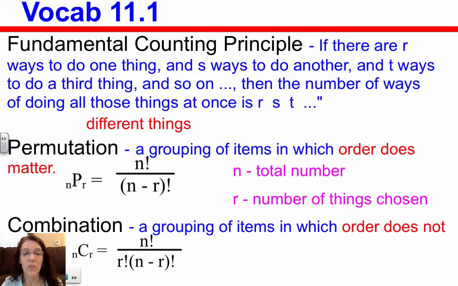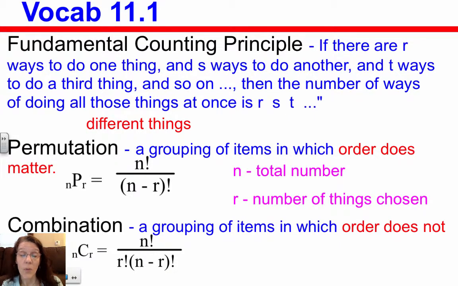We need to remember that these are different things. We're not choosing 5 things from a group of the same things. We're choosing different things. For example, we're choosing one shirt, one pair of pants, one pair of shoes, and we're choosing one thing from a set of groups. We could choose one letter or one number for a password.